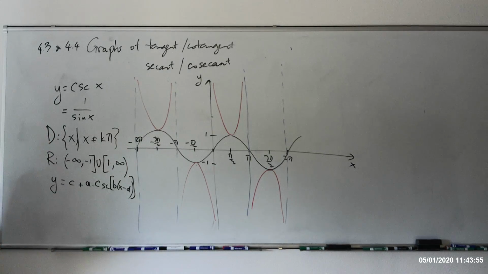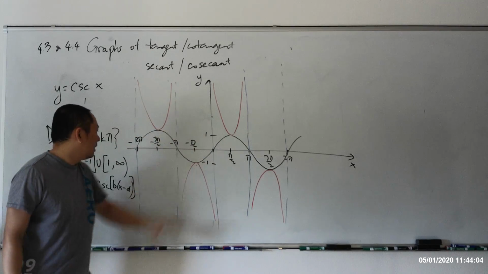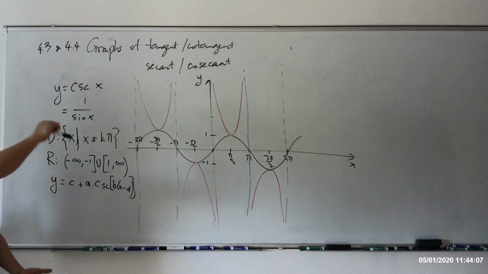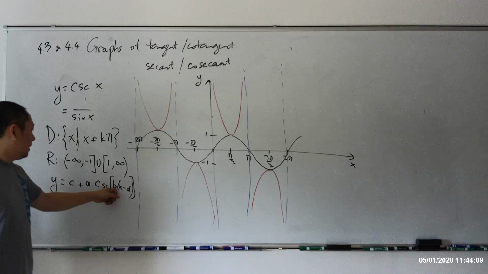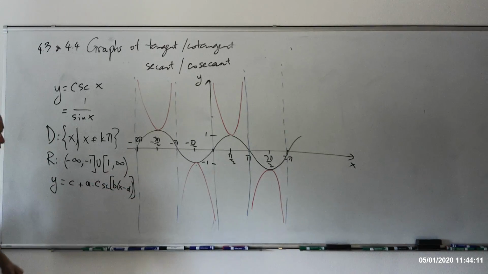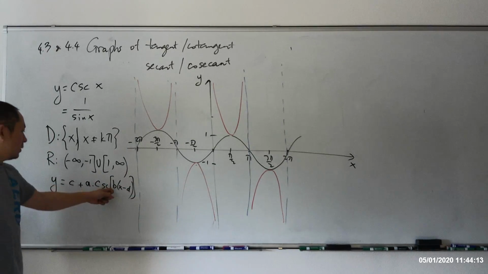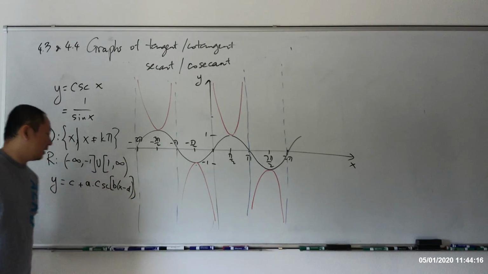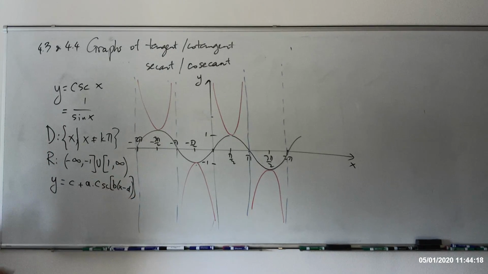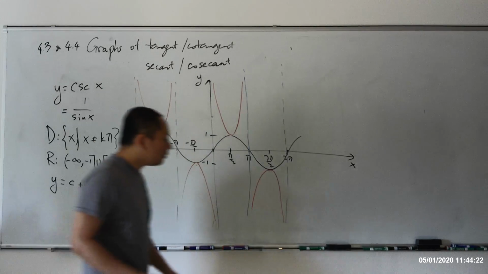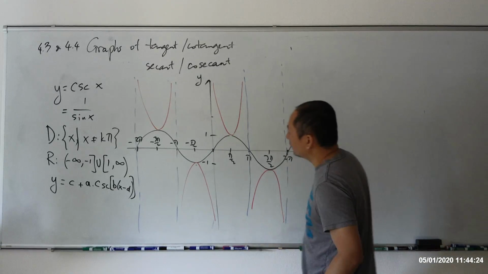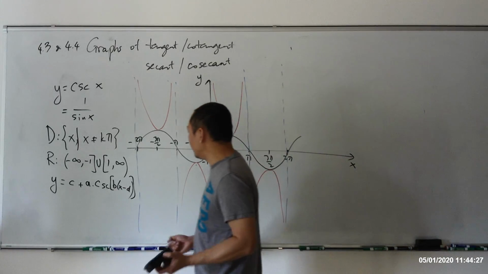C right here means you shift up or down. I didn't talk about it, but I just talked about it. A here means the amplitude. So really, A is the amplitude of the sine function. Okay. And then B here is the factor of stretching or compressing the x coordinate, and D here means you shift left or right D units from the original cosecant function. Exactly the same thing. And what about the period?